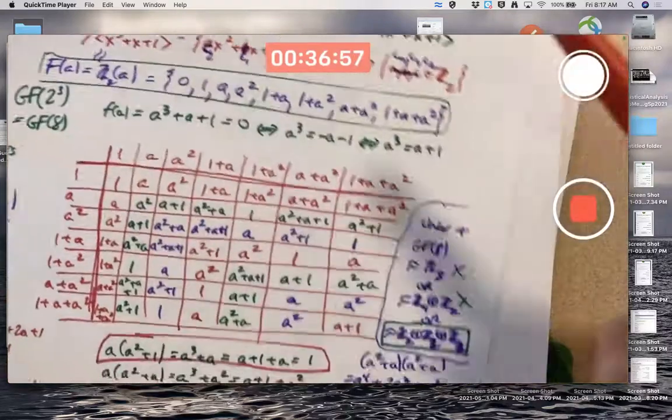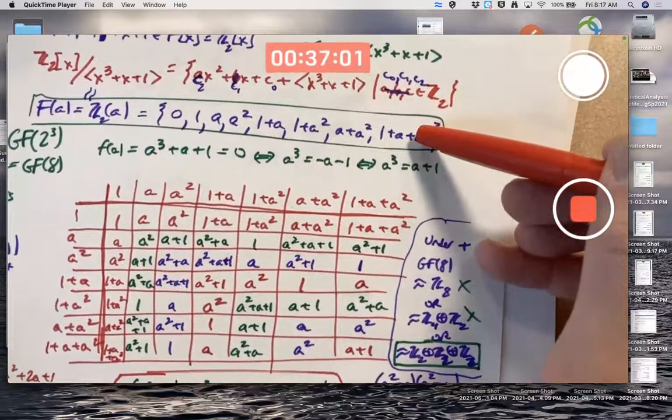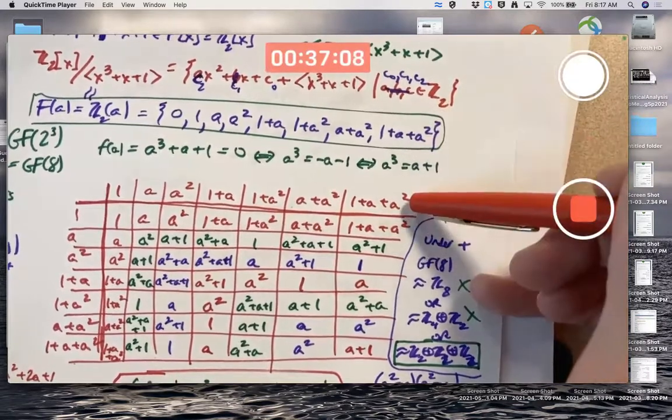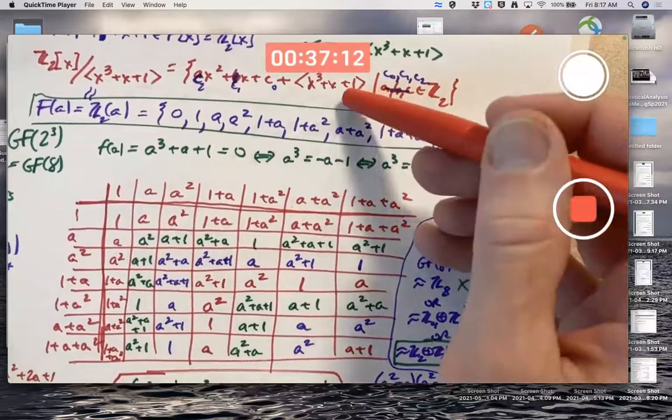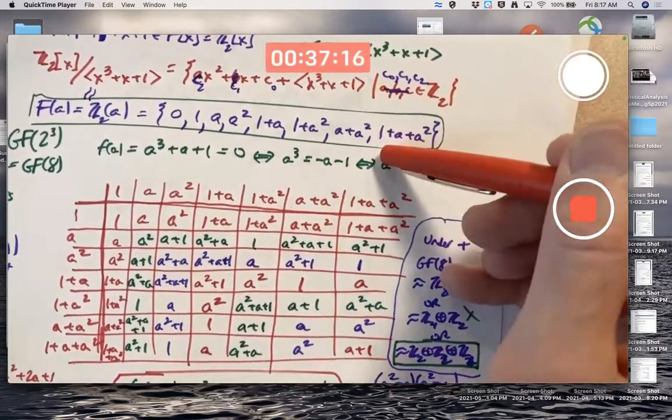And you can think of either one of these, again for emphasis, as a field extension of Z2. Either one. They're isomorphic to each other. It's nice not to have to carry around the ideal all the time. So it's nicest to have it in this form.